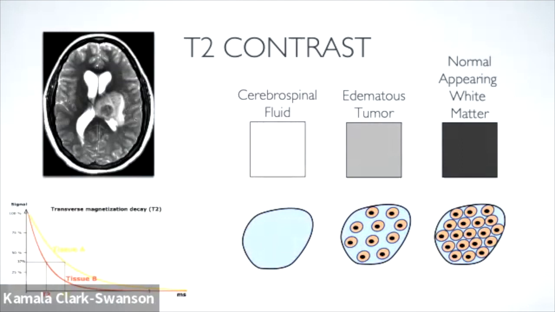And just to drive home the point of what these images look like, you can see, for instance, cerebrospinal fluid. Your ventricles are mostly liquid, and they show up the brightest. As more cells are introduced into that space, for instance, in edematous tumor, you'll get something that's slightly darker. And then where you have the most cells relative to extracellular space, you have something much darker, like normal appearing white matter.